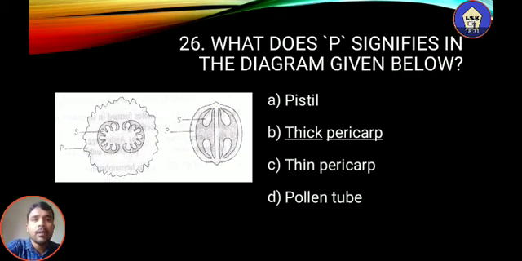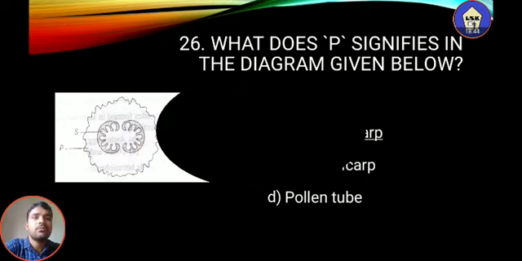What is pericarp? Pericarp is the fruit wall. So this is a section of the fruit. So that represents the fruit wall. Outer epicarp, middle mesocarp, and innermost endocarp are the different layers of pericarp. Now question number 27.